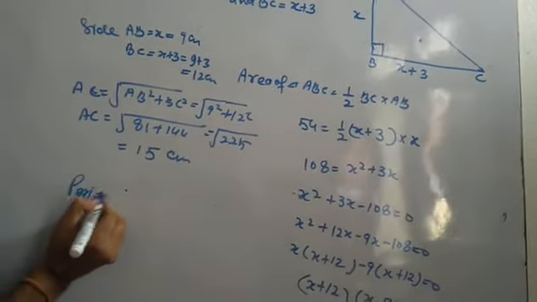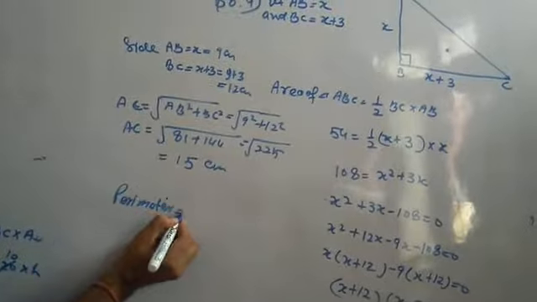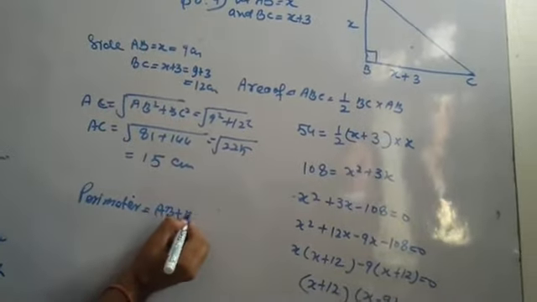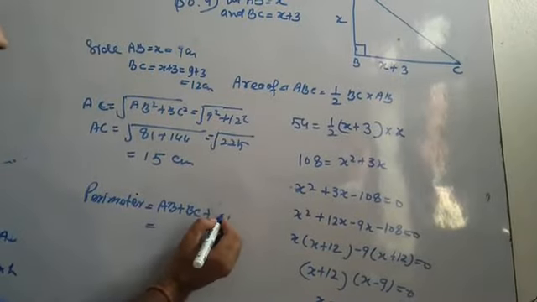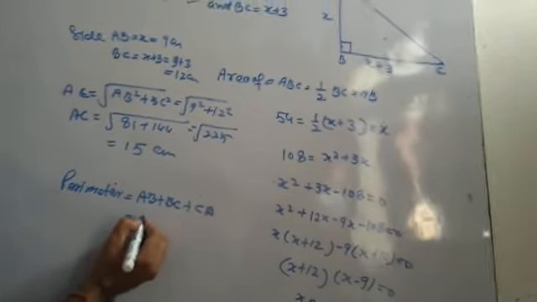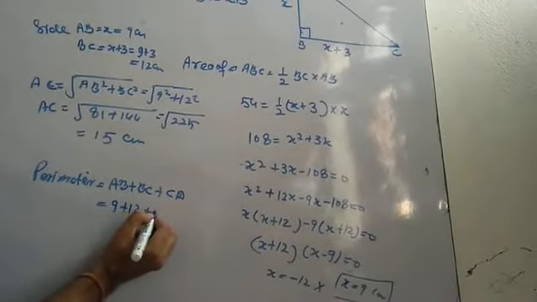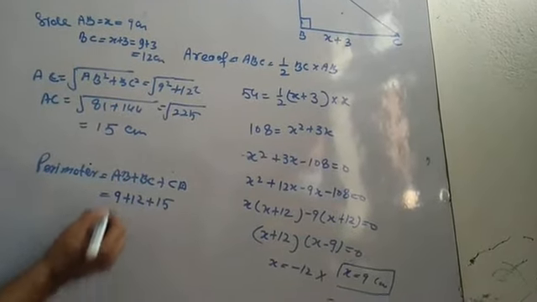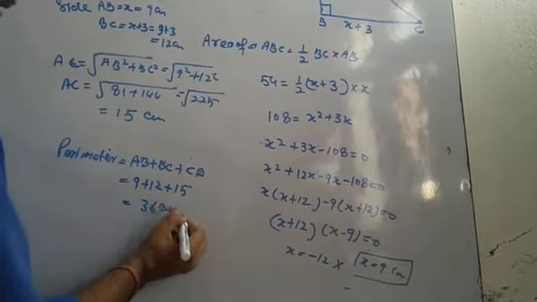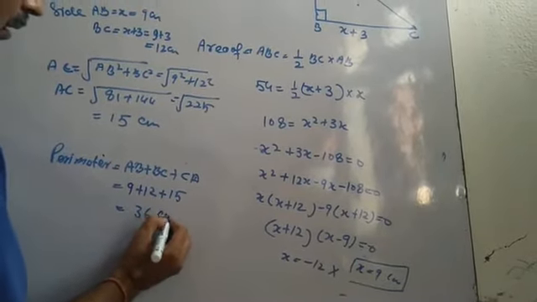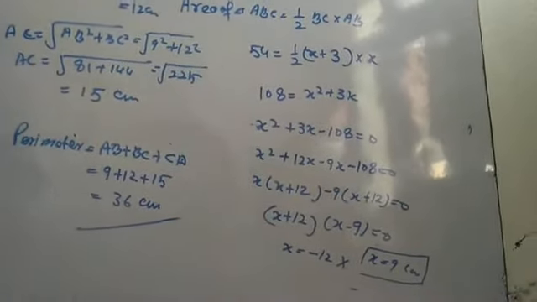Perimeter is AB plus BC plus CA, that is 9 plus 12 plus 15, that is 36 centimeter. Answer of the third question.